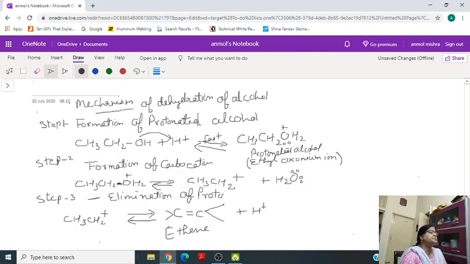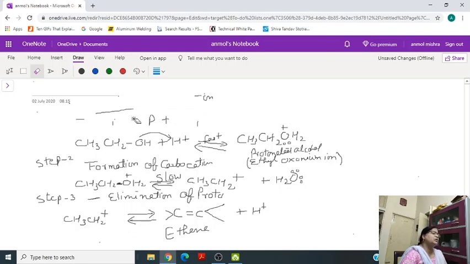Next is oxidation reaction. Now the second step I forgot to mention, that is a slow reaction, and slow reaction is the rate determining step. Next topic is oxidation.